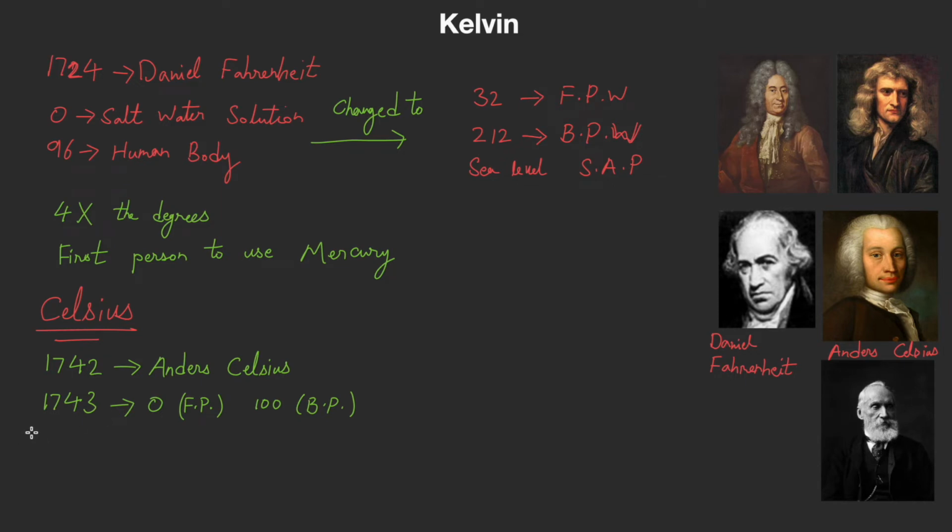So in 1748, I'm just going to write it down and then explain. In 1748, the temperature scale was renamed to Celsius in honor of its creator, Anders Celsius. So if the name Celsius came in 1748, what was the name before Celsius? The temperature scale name was actually the centigrade.